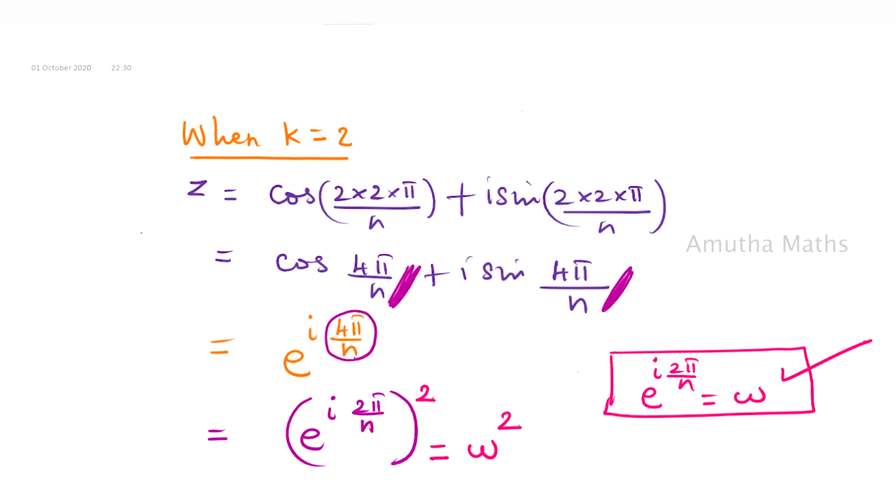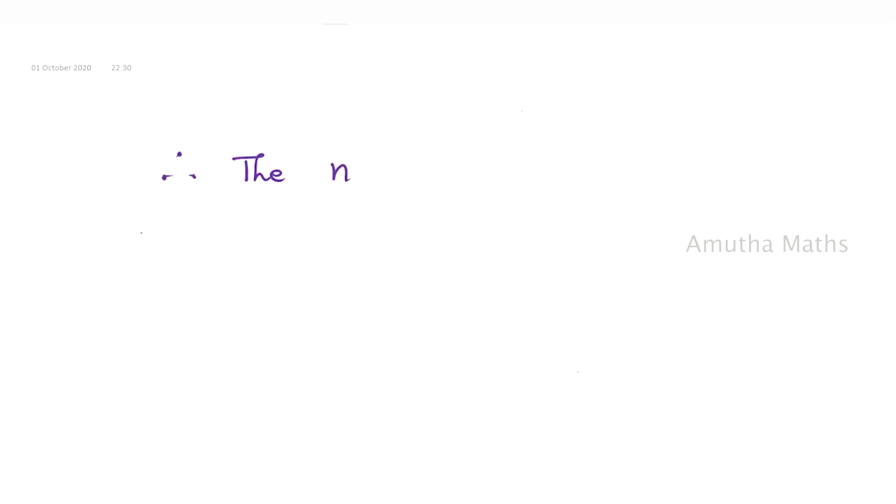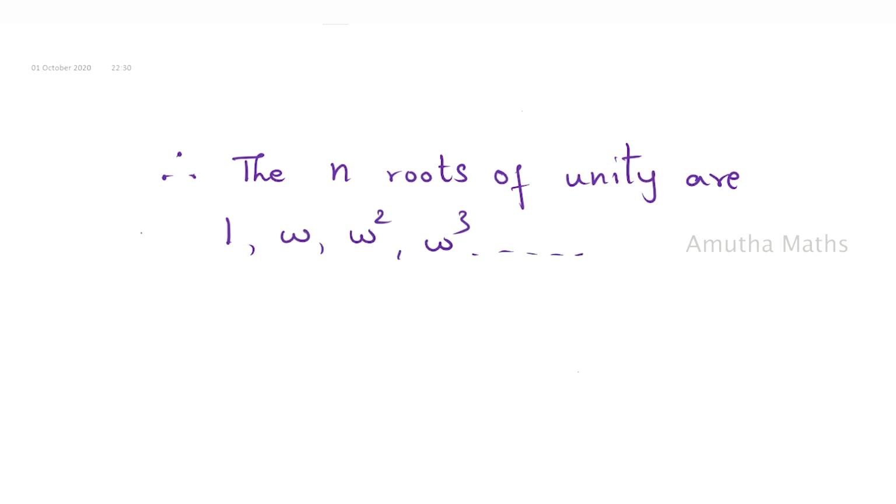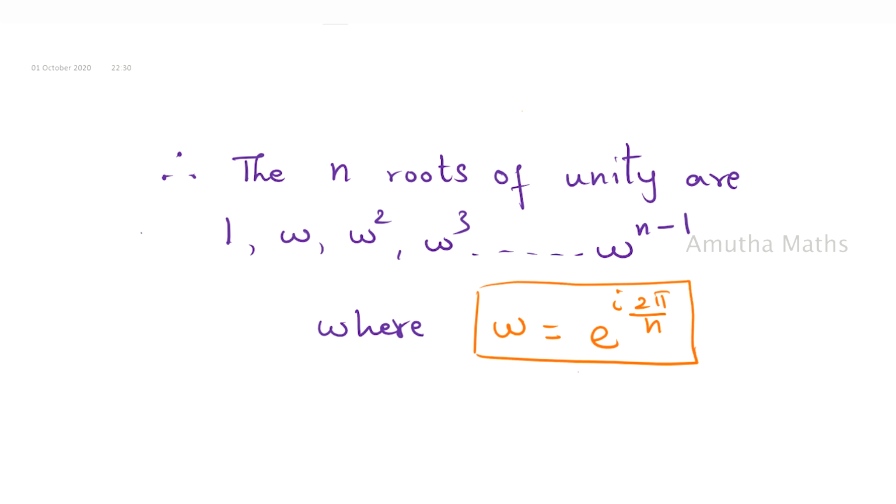Similarly, if you proceed like this, I get n roots of unity. Therefore, the n roots of unity are 1, omega, omega square, omega cube, etc., omega power n minus 1. So totally we have n roots. Here, what is omega? Omega is equal to e power i into 2 pi by n. So this is very important. So these are the n roots of unity.